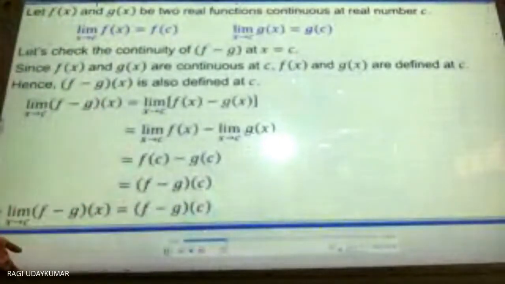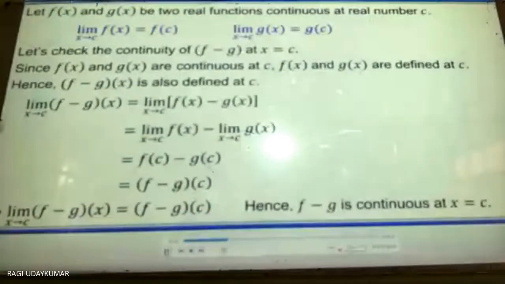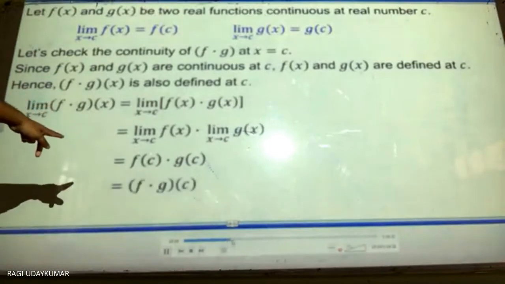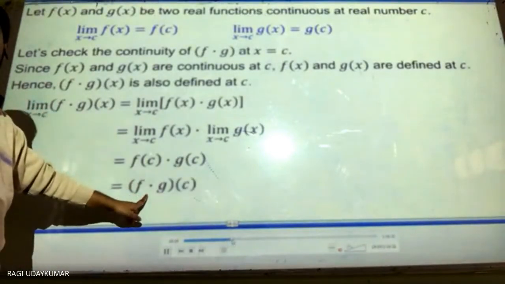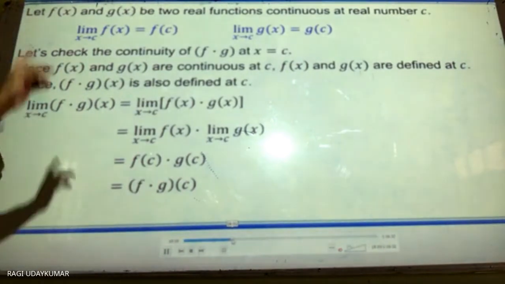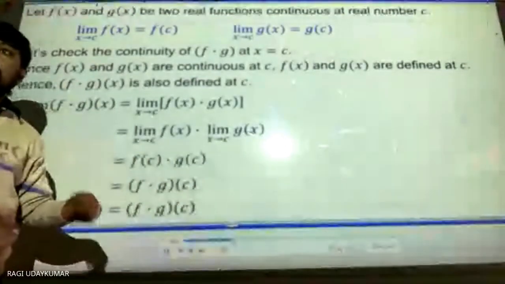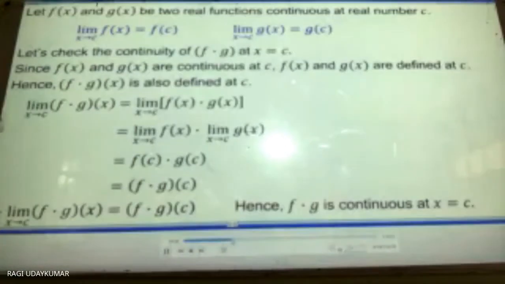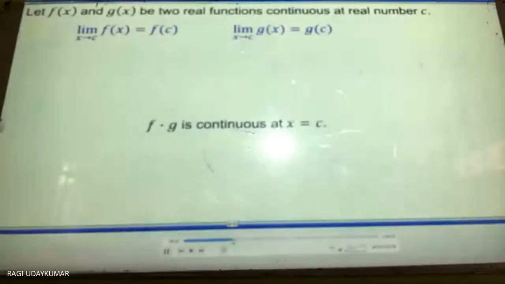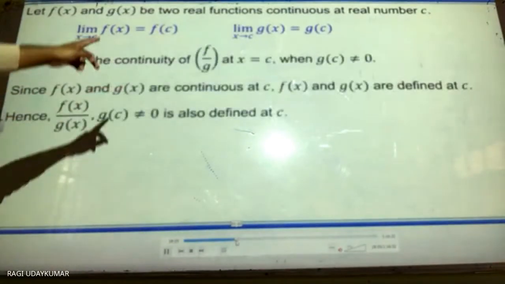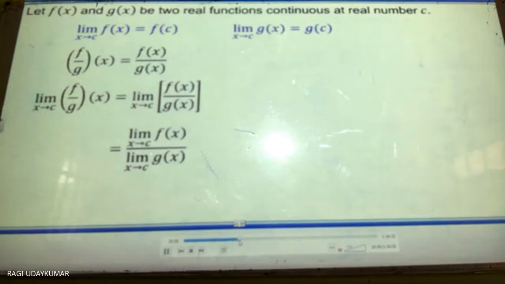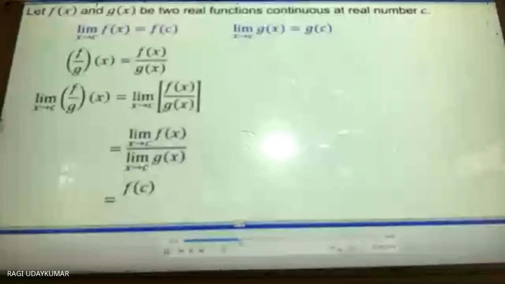In the same pattern, you have the product of the two functions and the quotient of the two functions. For the product, we get f into g, which satisfies the same property. This means when the two functions are continuous, their sum is also continuous, their difference is also continuous, their product is also continuous, and in the same pattern, their quotient is also continuous. You can check the difference. The quotient of the functions is continuous. It is a very simple part to understand, so that's why I'm skipping this one. And here, two functions.